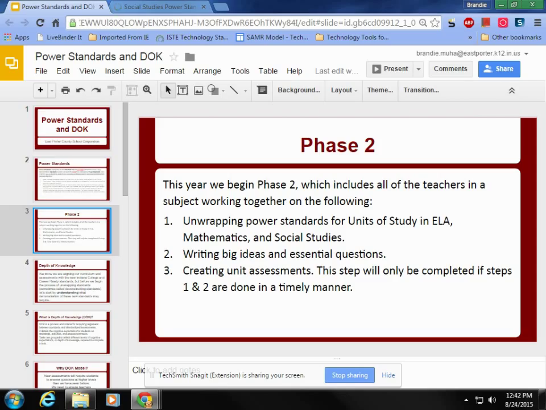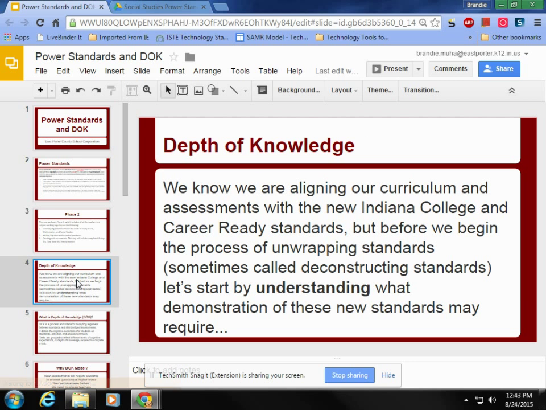K through 5 teachers will be completing this work during grade level meetings. 6 through 12 teachers will be completing the unwrapping work during the first PLC of each month. A group of teachers from grades 6 through 12 will be enlisted to help revise finals for their courses. We need to understand what demonstration of the new Indiana College and Career Standards will look like before we can begin unwrapping the power standards.